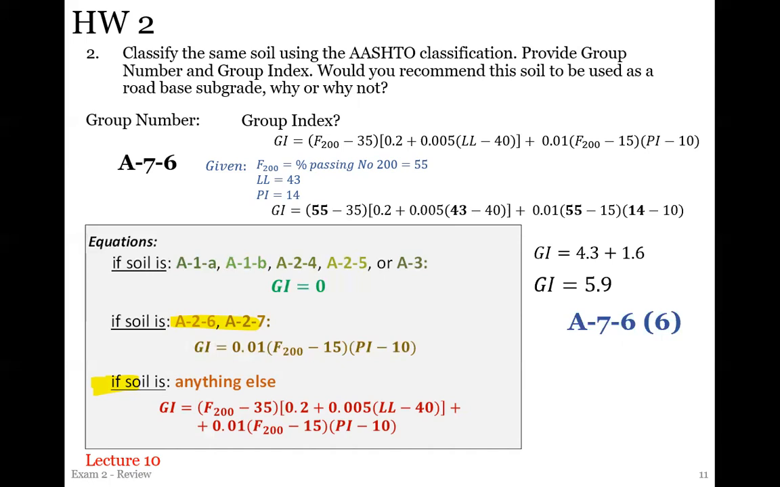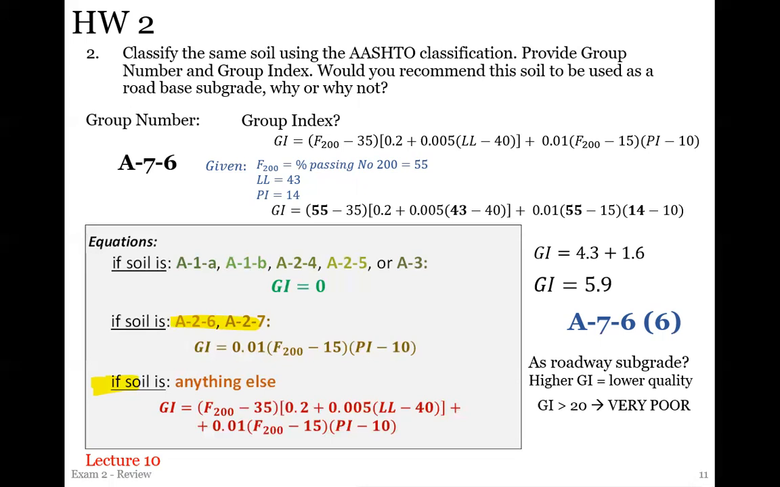Okay, so the last little question was, would you recommend this soil to be used as a roadway subgrade? As a roadway subgrade, the higher the GI number is the lower quality. So who remembers that dividing line for the recommended GI value? Starts with a 2 and ends with a 0. Technically it depends who you're talking to, each DOT is going to be different, but any GI number higher than 20, we can't use it. There's too much fines in it. It's not going to be applicable.